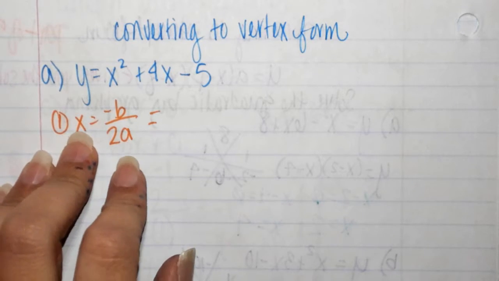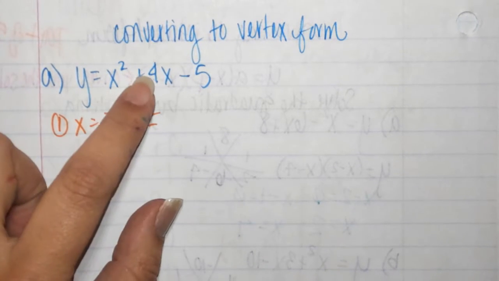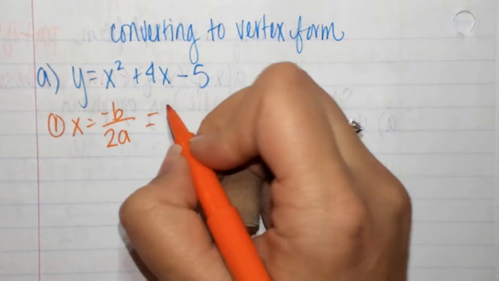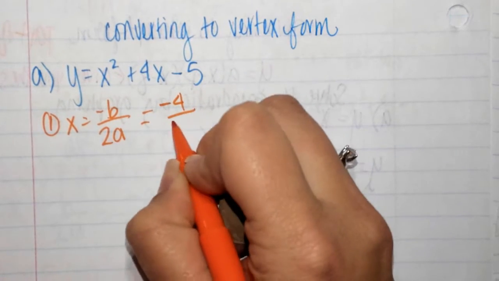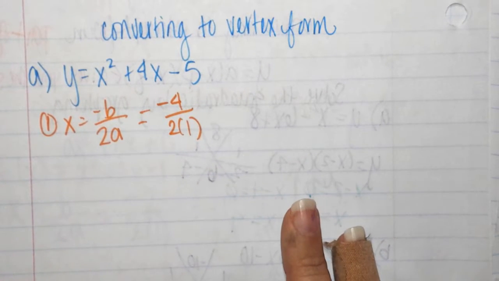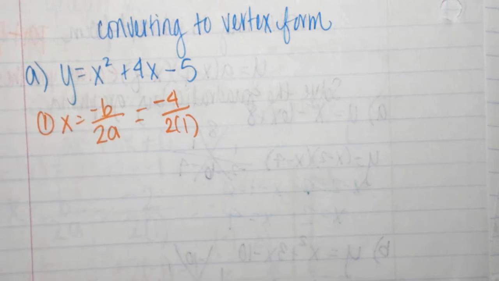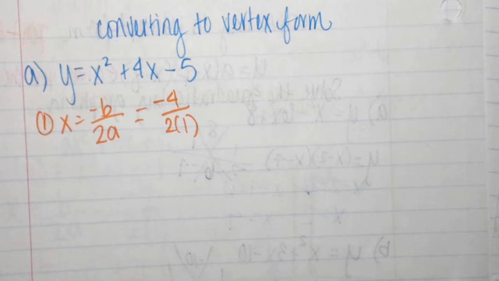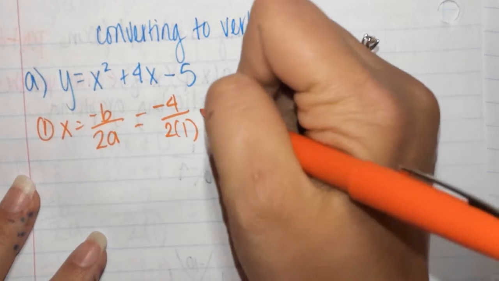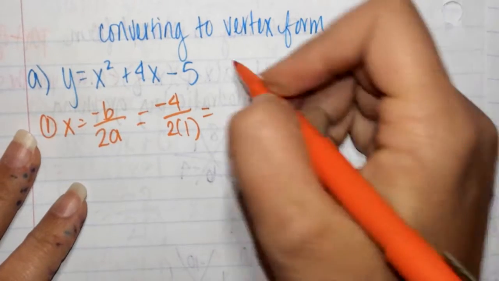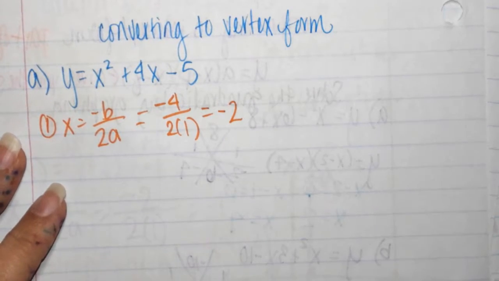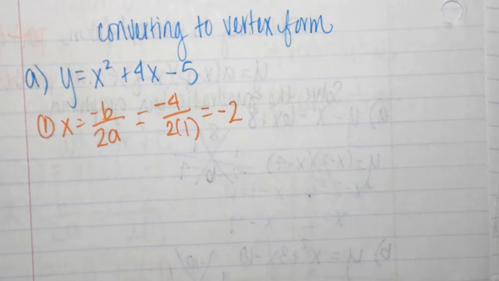Alright, so you do the opposite of B divided by 2 times A. So you take the opposite of 4. What's the opposite of 4? -4. Divided by 2 times 1. Does everybody understand? Yeah. Where did I get that 1 from? Out in front. It's in front of x squared. And then I do 2 times 1, and you get what? 2. And then you do -4 divided by 2, and you get? Alright, so that's step 1. We need to get our h.